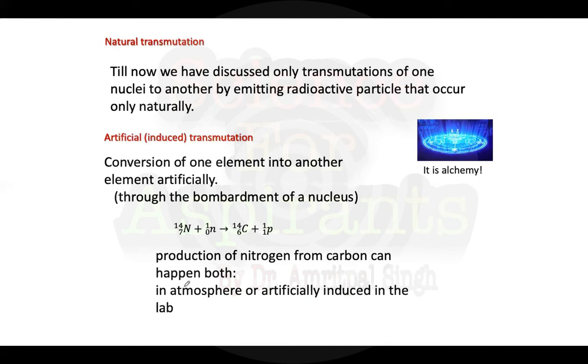You can see the best example of this is nitrogen when it is bombarded with a neutron. The product, carbon from nitrogen, can happen both ways. It can happen artificially, so we can generate carbon in the laboratory, or it also happens naturally. There are a number of free neutral particles which exist in space, and when they interact with nitrogen, a lot of carbon is formed.